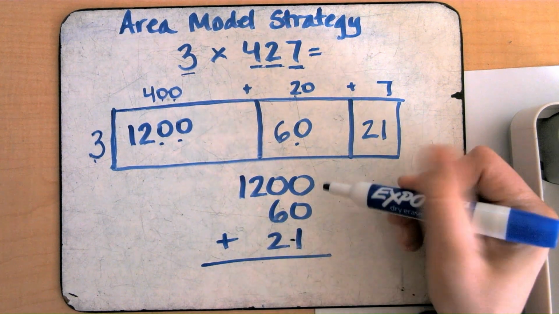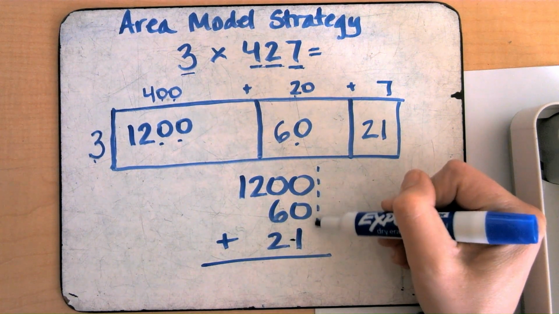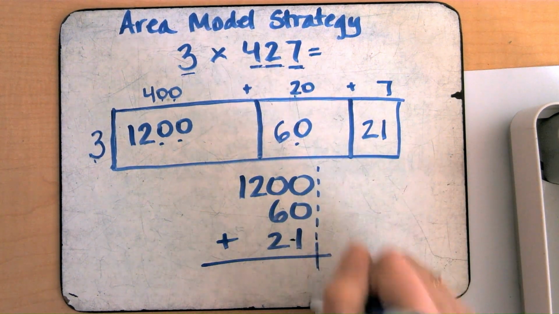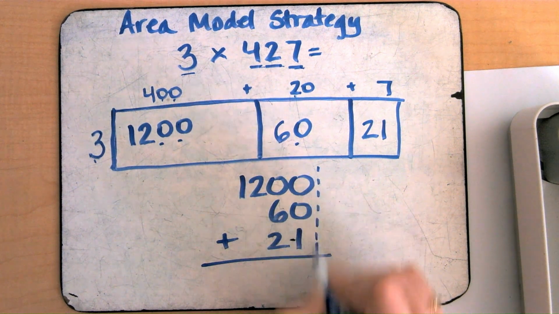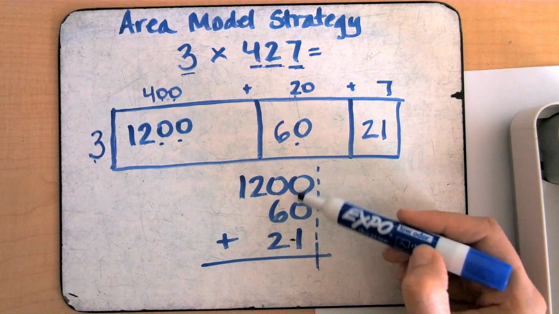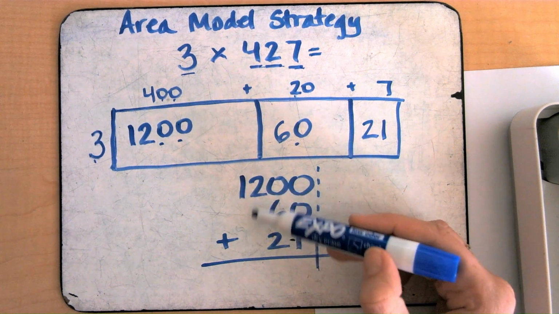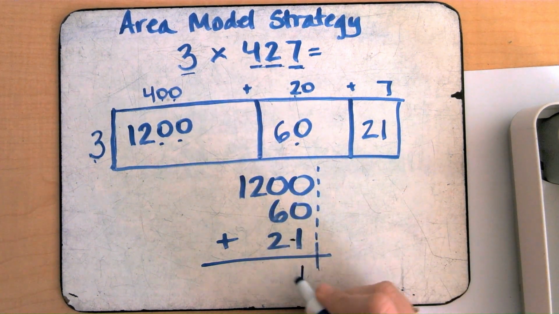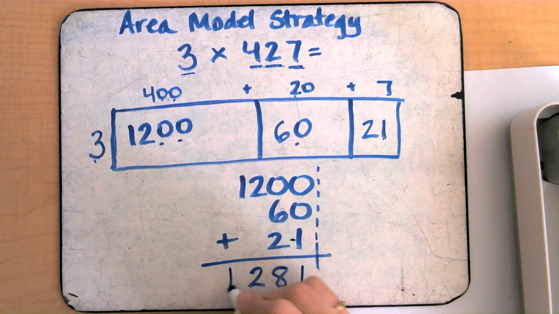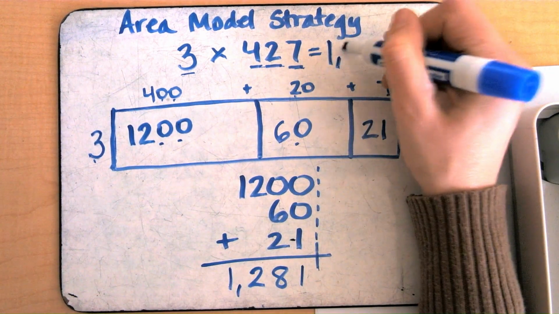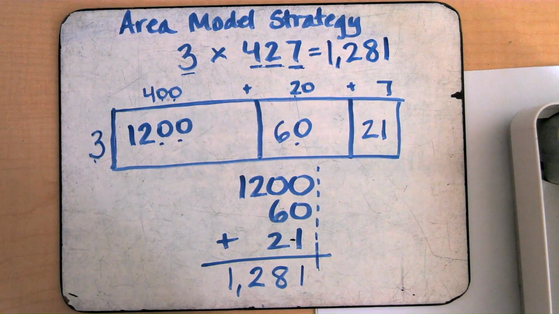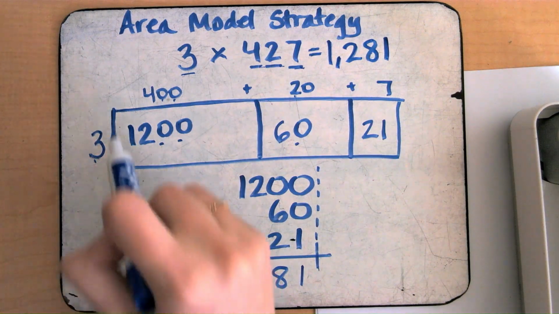When I line these up, I have to make sure that I'm being very careful to keep these numbers in a line in these digits. So my place value, I need my ones places all lined up, my tens places all lined up, and then I don't have any hundreds or thousands, so those are good to stay how they are. And again, my answer here is 1,281. This is the area model.